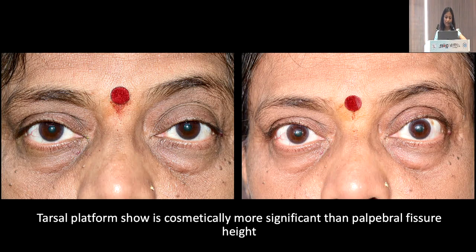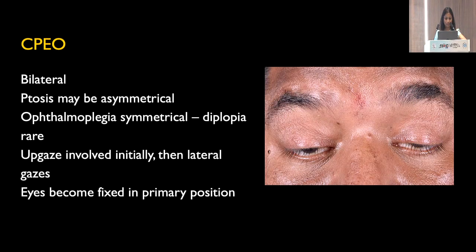Tarsal platform show, I'll just quickly finish. Tarsal platform show is cosmetically more significant than the actual palpebral fissure height, as we can see in this patient, because even though we corrected the ptosis on the left side, you can see that there is still an increased tarsal platform show on the left side, which the patient was concerned about, and it made her feel that the ptosis was not adequately corrected, even though the palpebral fissure height is exactly the same on both sides post-surgery. So this is a patient of CPEO.